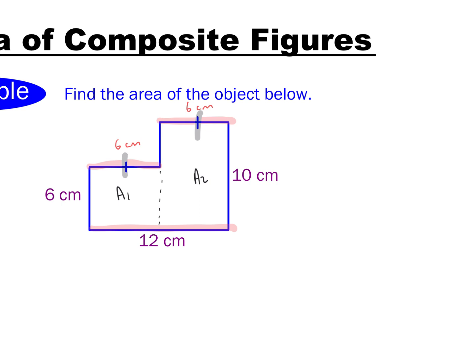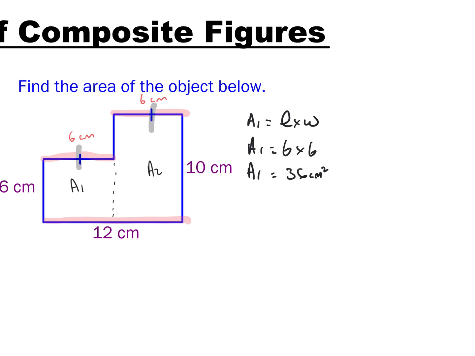So A1, length times width. What's the length? What's the width? So it happens to be a square, in fact. 6 times 6 is 36 centimeters squared.